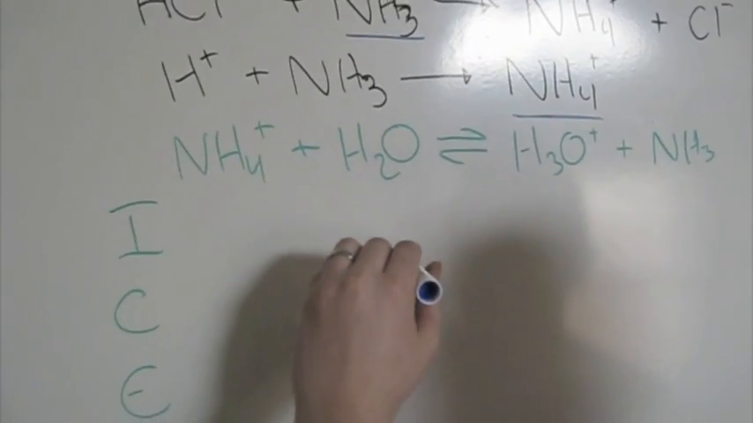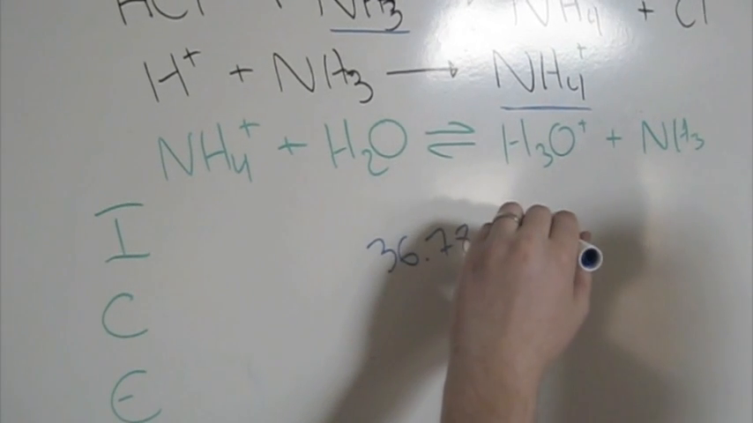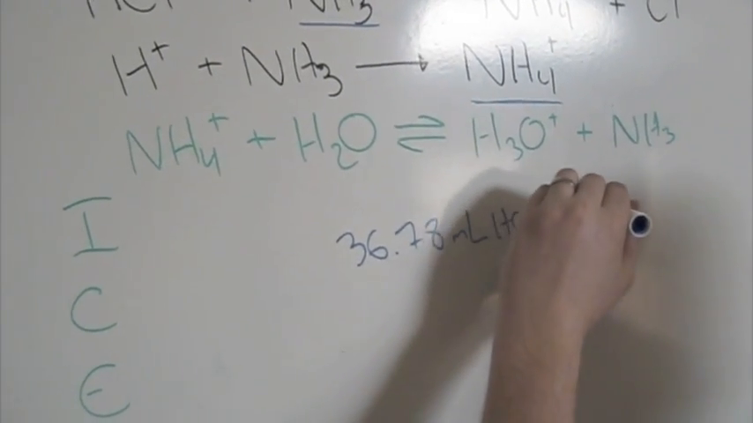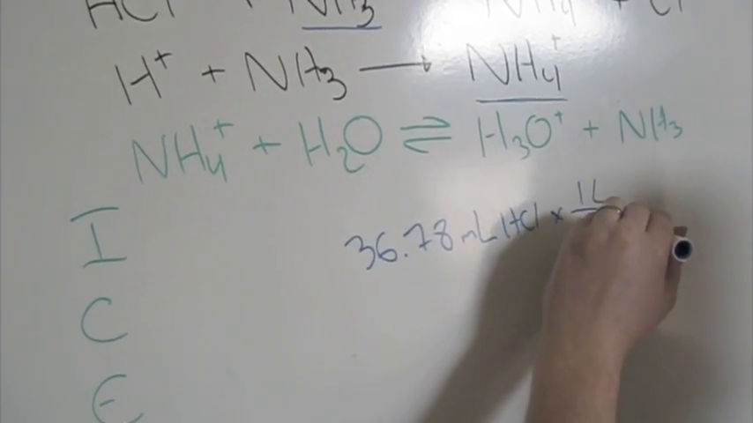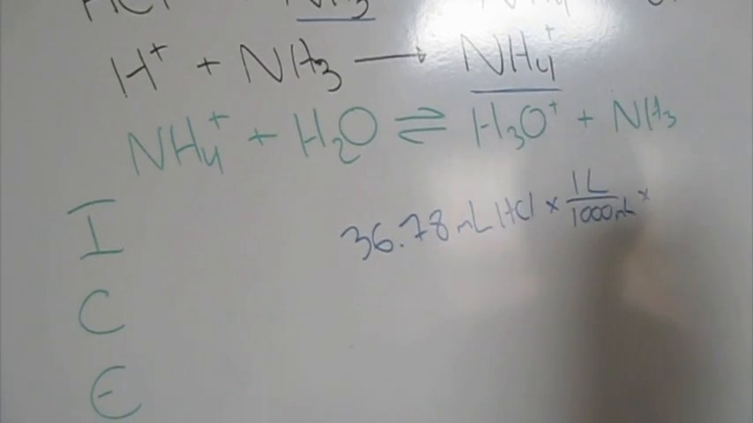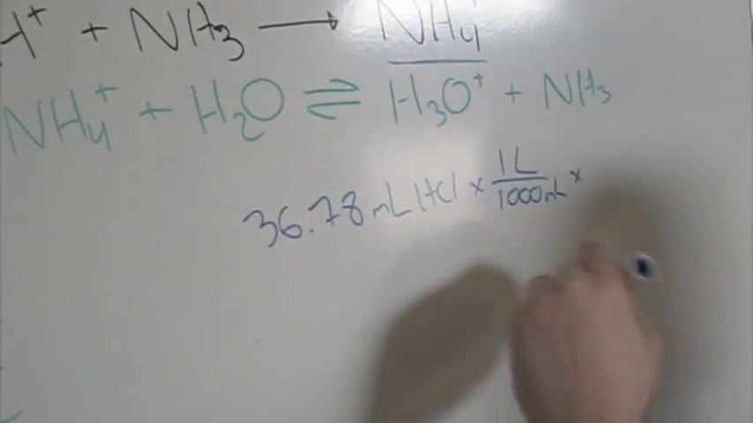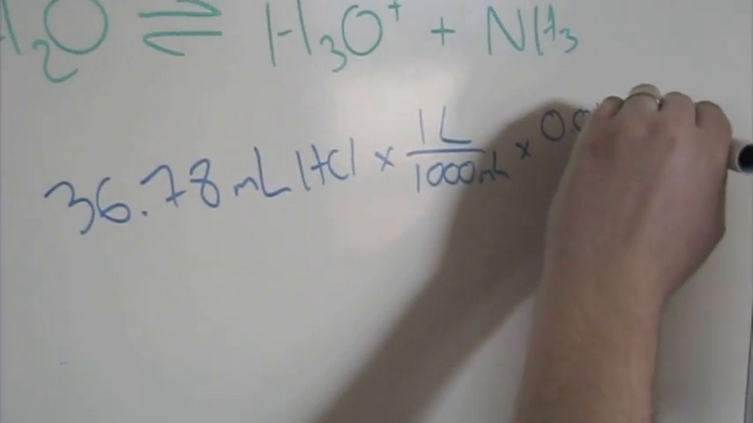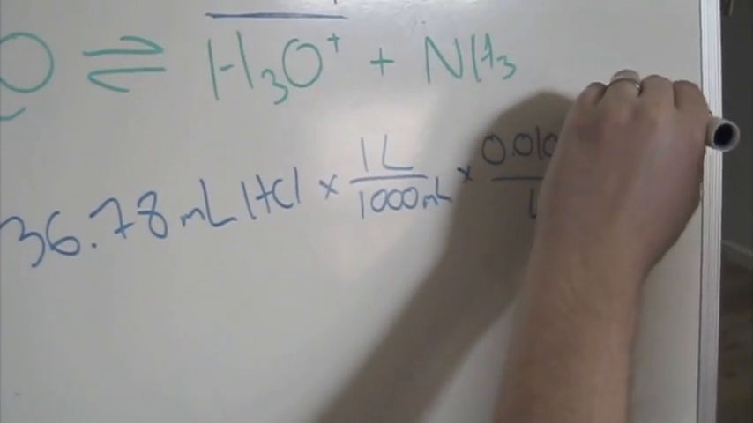So we start the problem. It says we need 36.78 milliliters of the HCl solution. We're going to change that to liters, so 1 liter to 1,000 milliliters. To find the moles of HCl that we added, which are going to be the same as the moles of ammonia, we're going to multiply by the molarity, which is 0.0105 moles per liter. This is moles of HCl per liter.